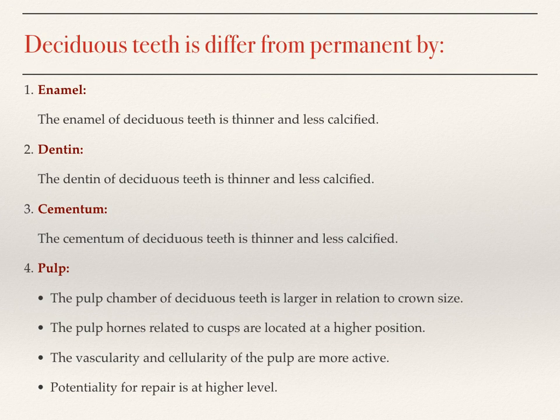Pulp of deciduous teeth. The pulp chamber of deciduous teeth is larger in relation to crown size. The pulp horns related to the cusps are at a higher position. The vascularity and the cellularity of the pulp are more active. Potentiality for repair is at a higher level.